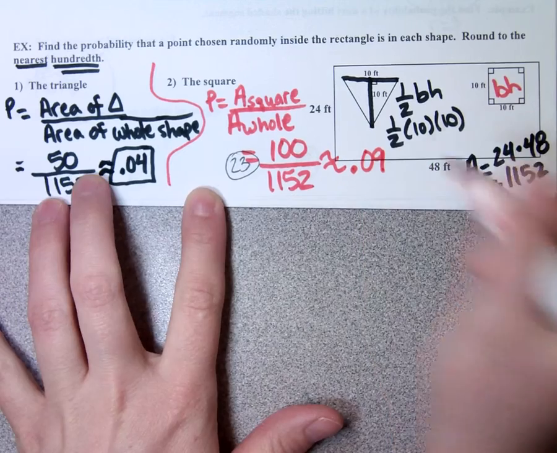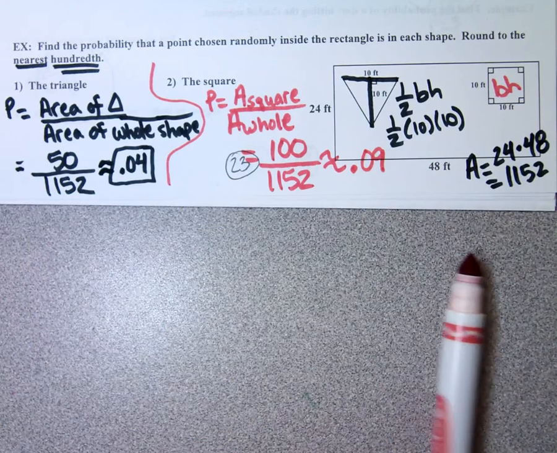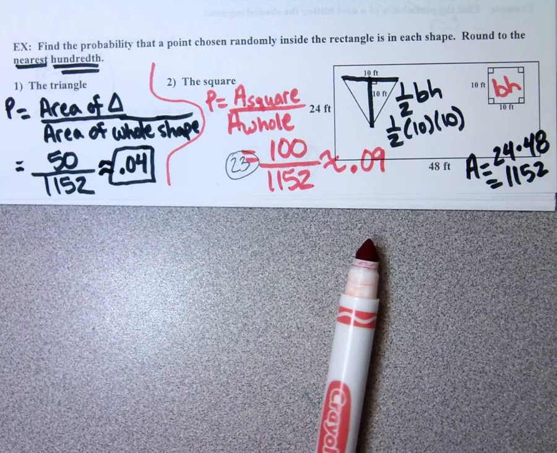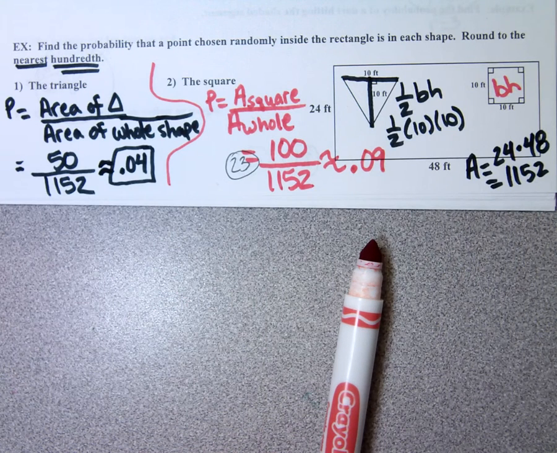0.09. Okay, so this is geometric probability because you have a chance of the dart going all kinds of places within that rectangle, and so you have to find the area of something out of the area of something else, the grand total. So that's why it's called geometric probability.